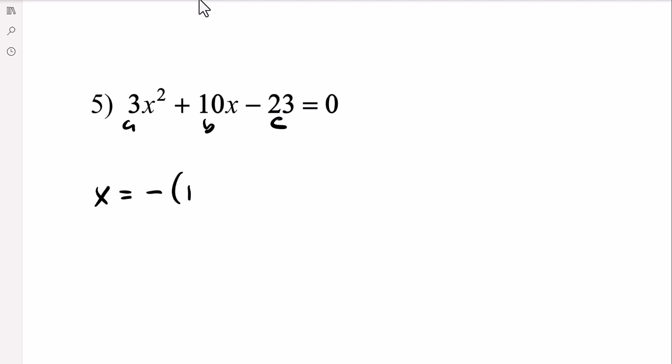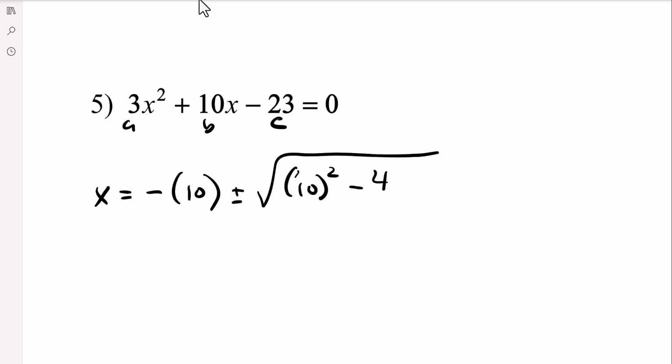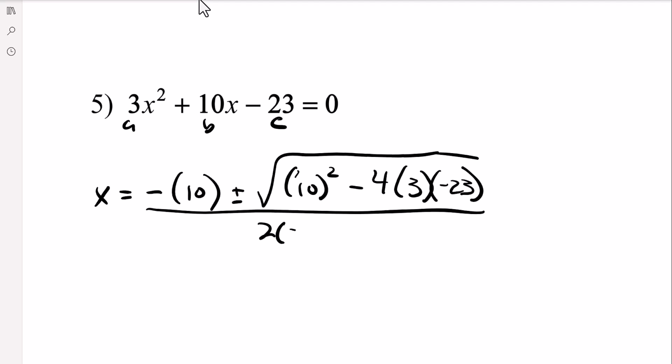Okay, here's your A, here's your B, here's your C. Opposite of B. B squared, well, that's 100, minus 4 times A times C, all over 2 times A. So negative 10 plus and minus. So this is 100. Negative times negative is a positive.